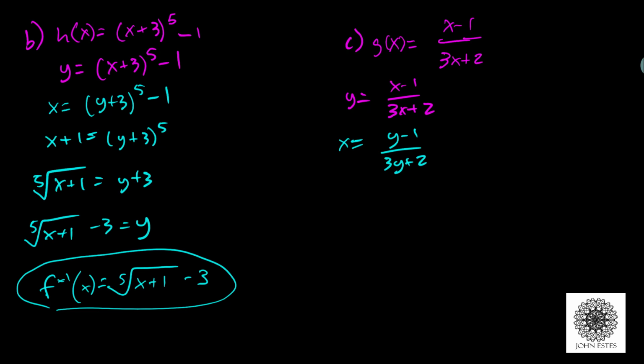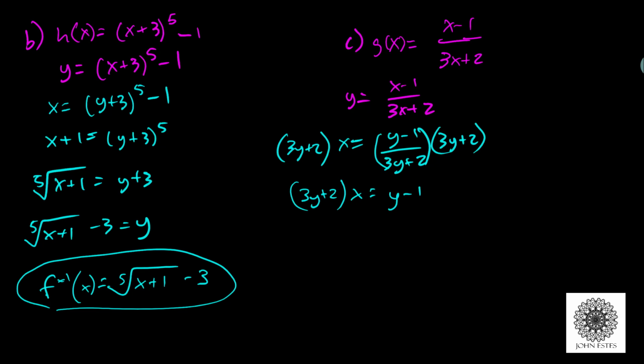Now we've got to solve for y, right? So I'm going to multiply both sides of this equation by 3y plus 2, like that. So I have (3y plus 2)x equals y minus 1. Now what I need to do is distribute my x. So I have 3xy plus 2x equals y minus 1. From there, I need to get all my y's on one side and anything that doesn't have a y on the other. So I'm going to have 3xy minus y equals negative 2x minus 1.